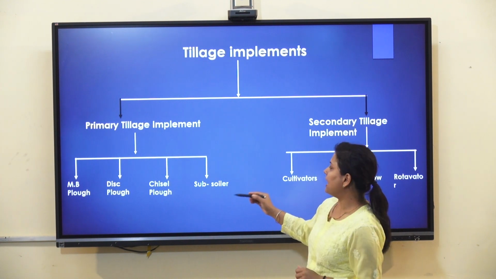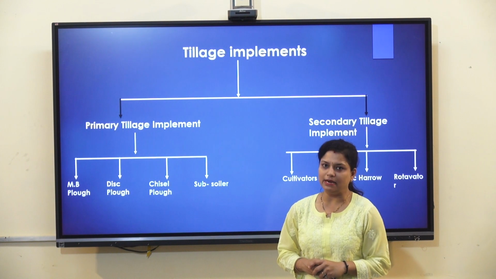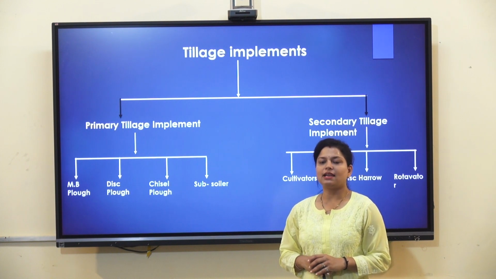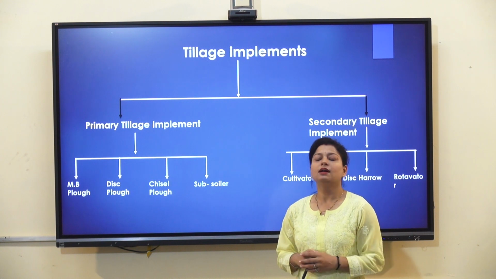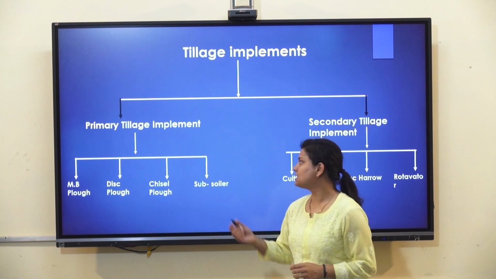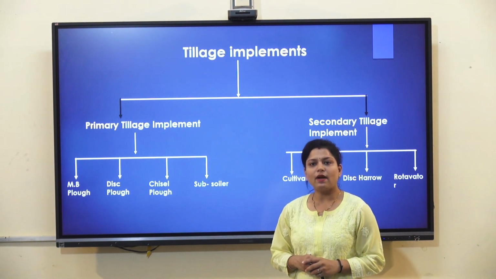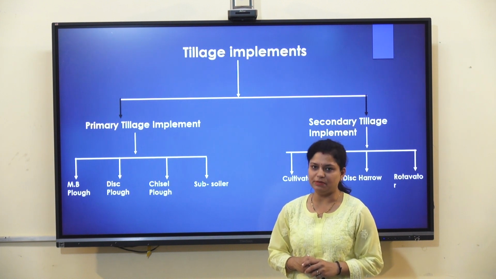Now, chisel plow and subsoiler, these primary tillage implements can be used when there is a hard crust or a hard pan in the soil. For breaking that hard crust, the subsoiler is used. The subsoiler is used at a depth of 40 to 75 centimeters.